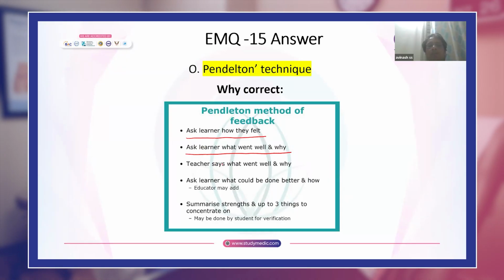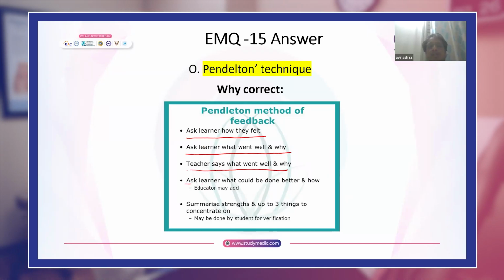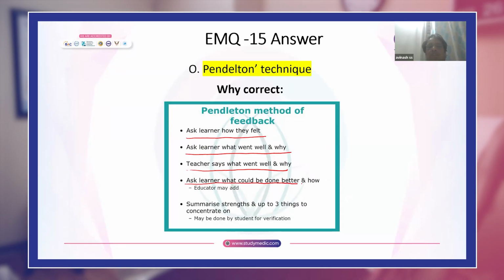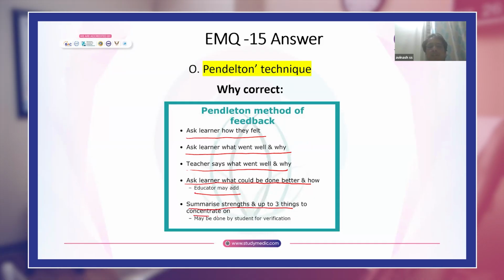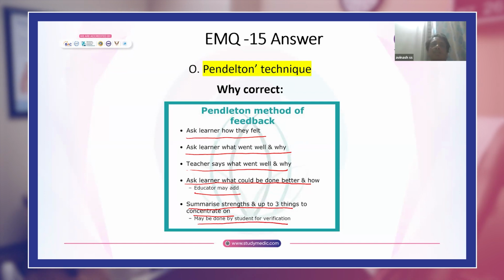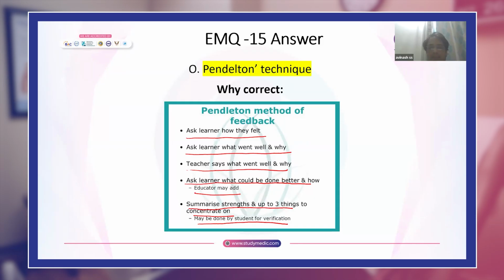So it promotes reflection in the trainees. Then the teacher will also say what went well and why. And he will also ask the learner what could be done better and how. So he will seek the solutions from the trainees themselves. Of course, the facilitator can add. Then he will summarize all the strengths and what he needs to concentrate on. Of course, it is done with the student for verification. This type of active feedback technique is called Pendleton's feedback technique.